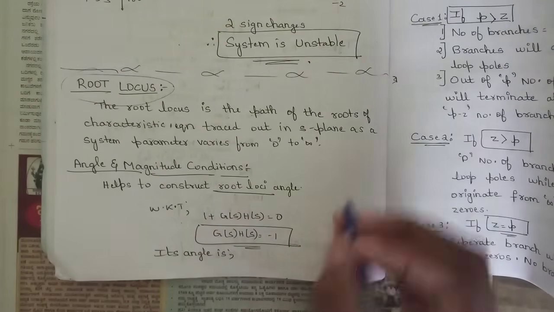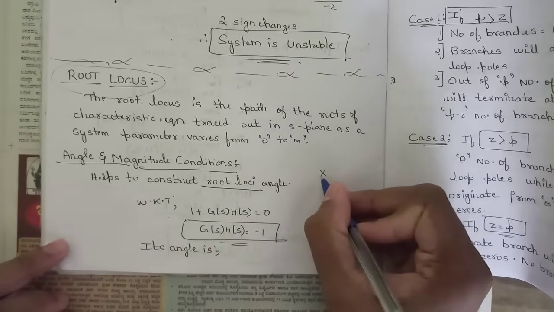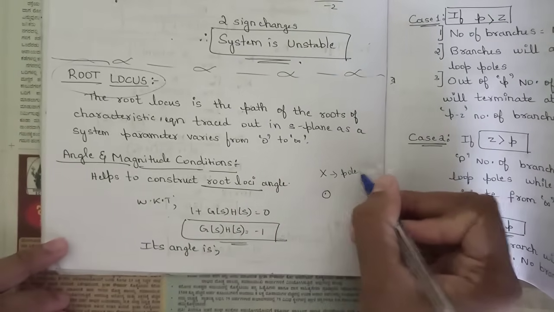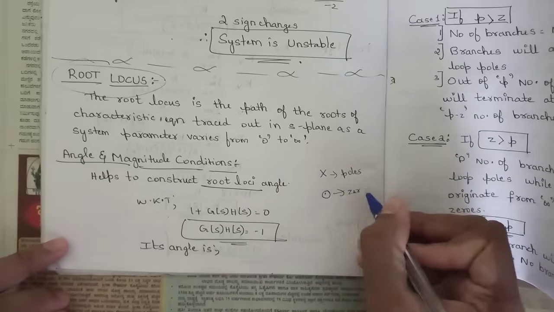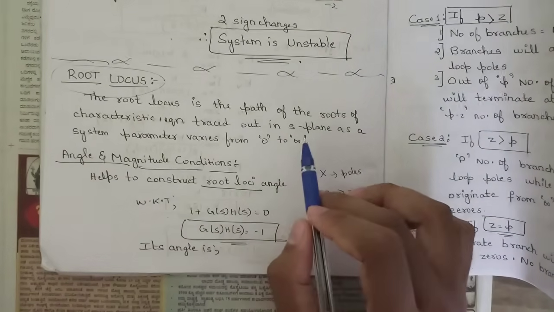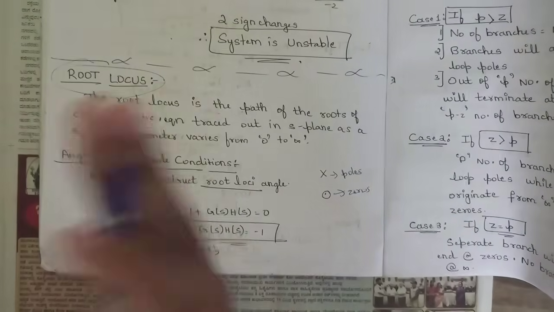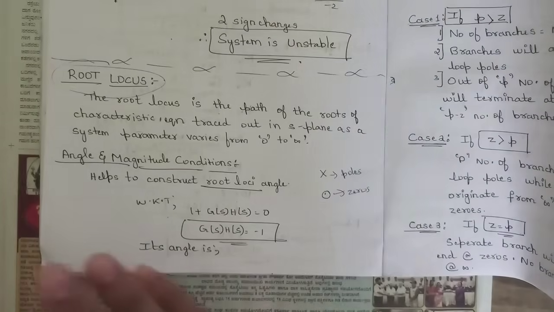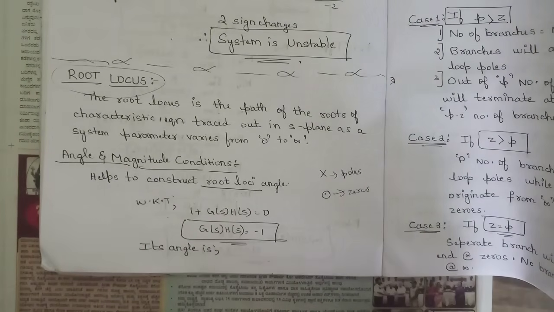In the graph, the poles are represented like this and the zeros are represented like this. Whenever we draw the graph, you need to remember this first. Traced out in the S-plane: the S-plane means the left half, the negative side. The right half is the positive side and the left half is the S-plane; basically you can see the second quadrant of the graph. As a system parameter which varies from 0 to infinity, the value of the poles varies from 0 to infinity.